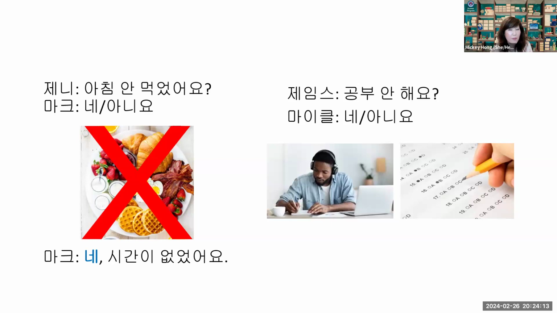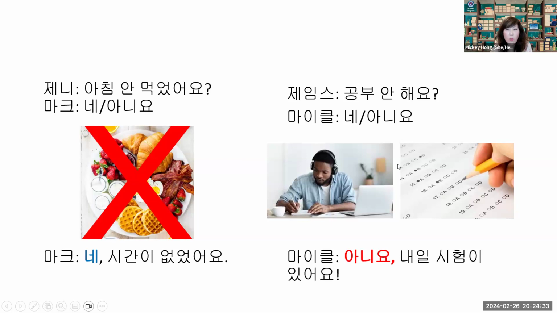Okay. James asks, 공부 안 해요? You don't study? There's a test. So he will or he won't study? 아니요, 내일 시험이 있어요. Okay, you're wrong. I am studying, right? Because James is asking, you don't study? No, you're wrong. I'm studying because tomorrow there's a test.